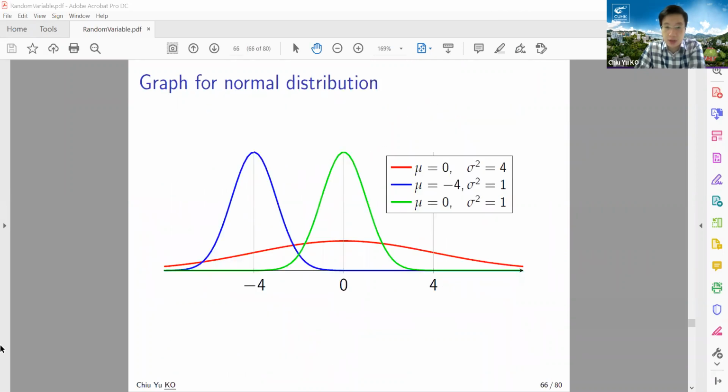And just to recall, this is the green one, mean 0 and variance 1, and the blue one has mean -4, variance also 1. So it's shifting the location of the bell. If you make the green into the red, it pushes the bell down, it just increases the variance.